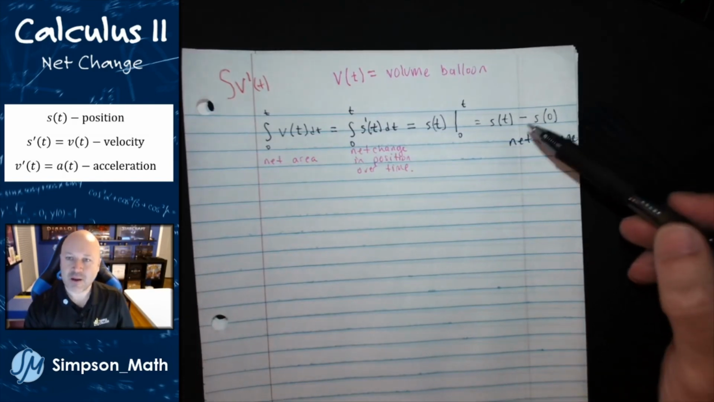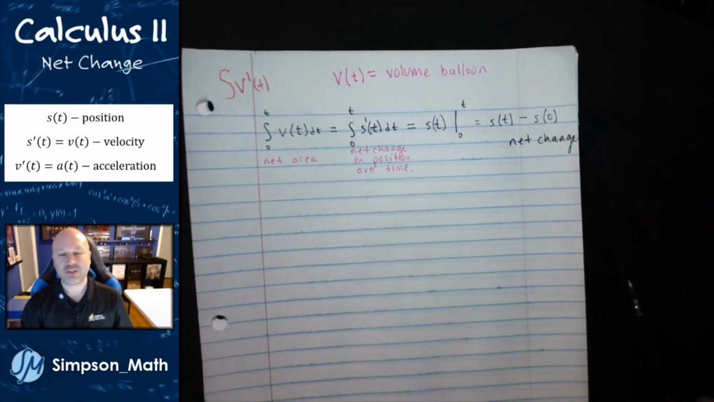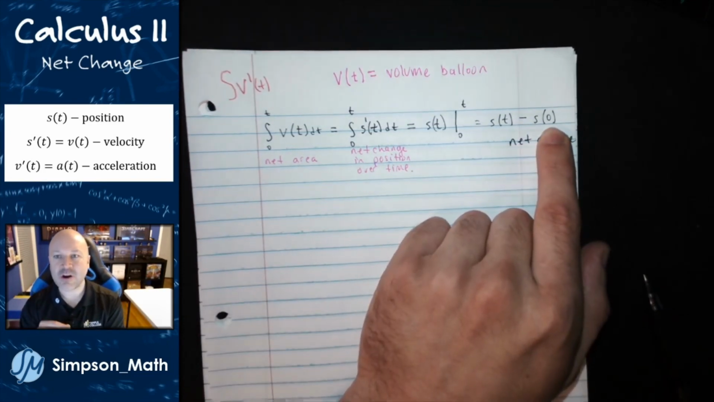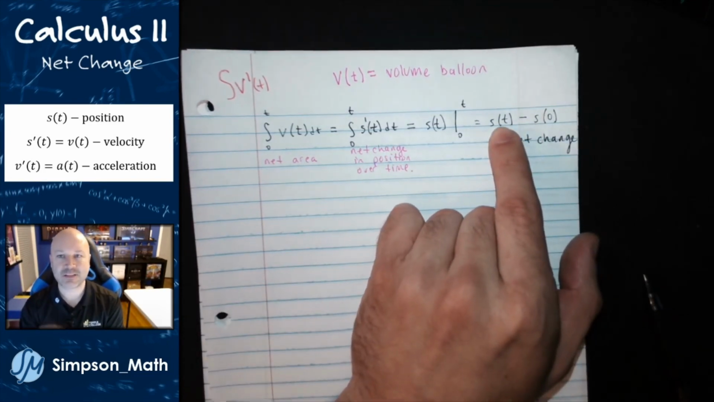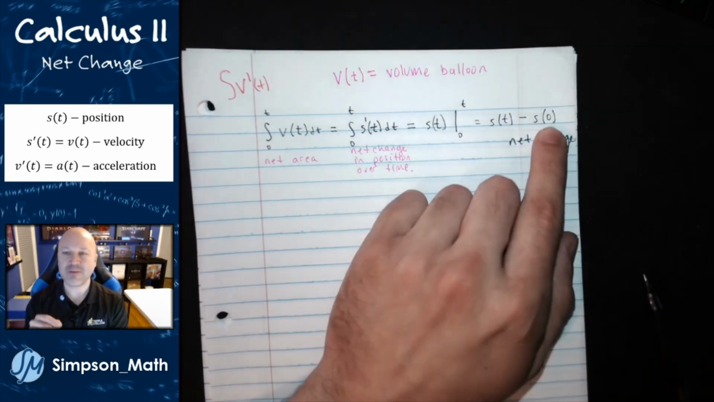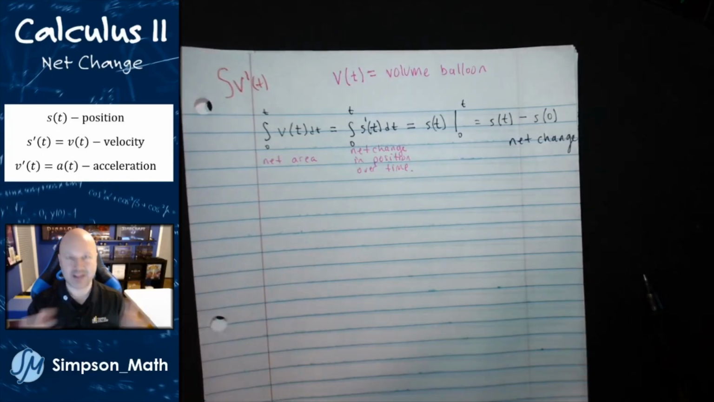And because we're talking about that position function, it's just, where was I when I started? And where was I when I stopped? That's all we had to do. I started at 0 and I stopped at 0. So then my net change is 0. All right.